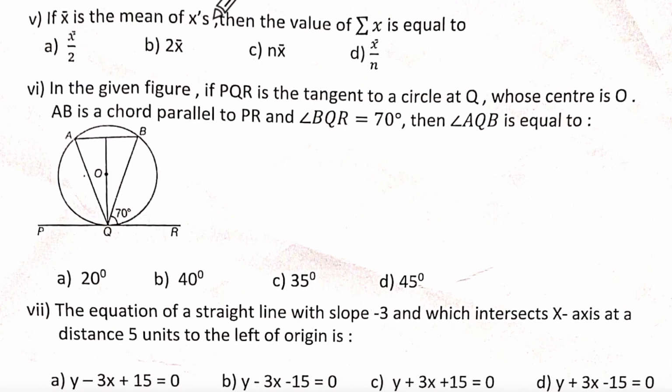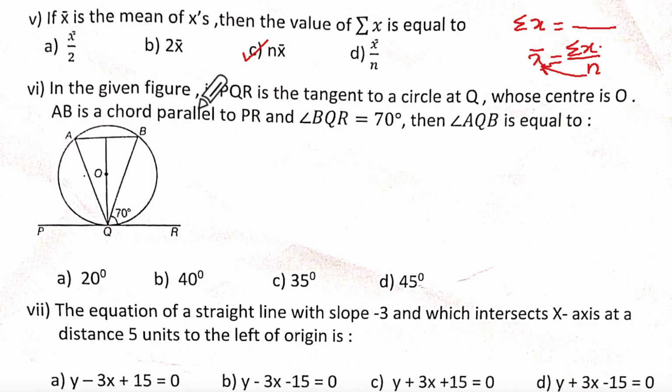If x bar is the mean of x's, then the value of summation of x is going to be equal to... x bar is the mean. So mean is equal to summation of x upon n, correct? So summation will be equal to this into this. Correct? Yes, sir.